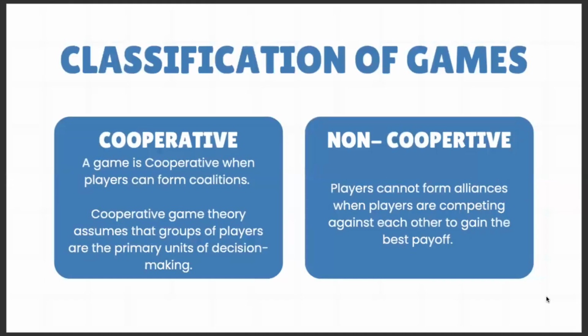For cooperative and non-cooperative games, a game is cooperative when players can form coalitions. Cooperative game theory assumes that a group of players called coalitions are the primary units of decision-making and may enforce cooperative behavior. Thus, a game is non-cooperative when players cannot form alliances and are competing against each other to gain the best payoff.